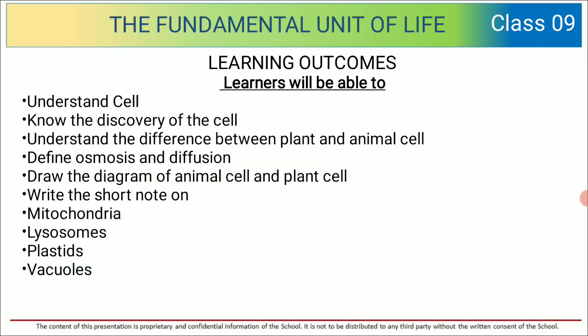What are the learning outcomes? At the end of the discussion, you will be able to understand what is cell. You will know the discovery of the cell. You will understand the difference between plant and animal cell. You will be able to define osmosis, diffusion, draw the diagram of animal cell and plant cell, and write a short note on mitochondria, lysosomes, plastids and vacuoles.